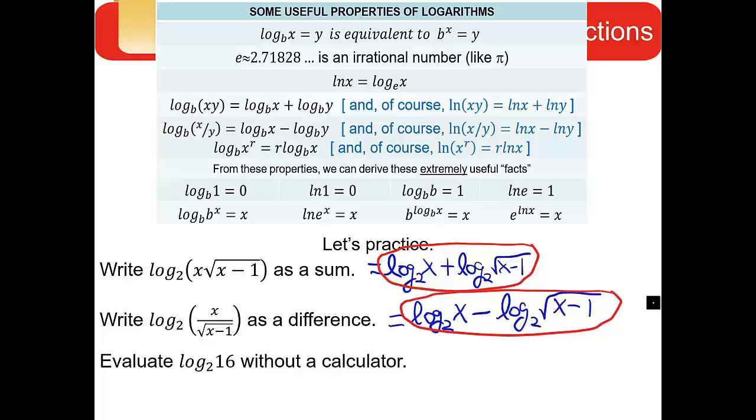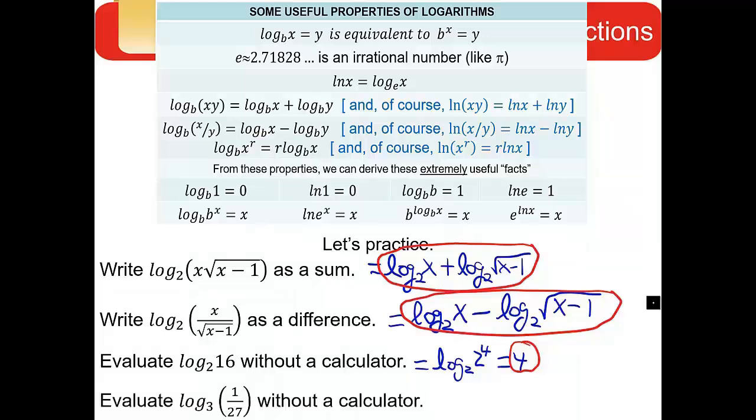Evaluate log of 16 base 2 without a calculator. Well, again, we have properties that tell us how to simplify some of these things if the bases match. Well, 2 and 16 don't match each other, but similar to the 8 that we did a minute ago, 16 is a power of 2. If you think of 16 as 2 to the 4th, now the bases do match, and you can use the property that says you can bring down the 4. You could have also done it by the other property that says if the bases match, you get the exponent for the answer. Either way, you get the same thing.